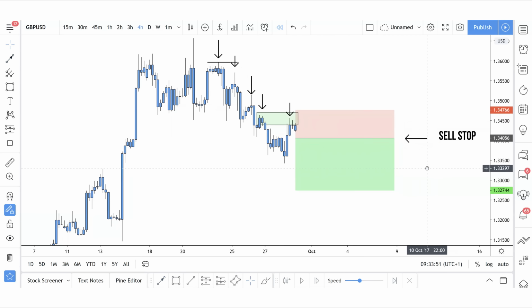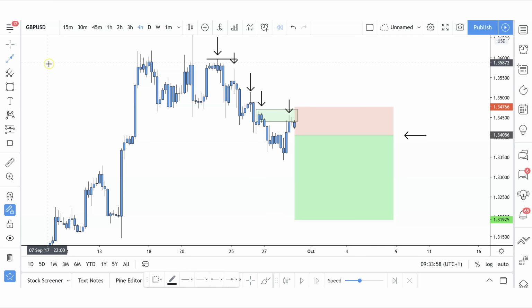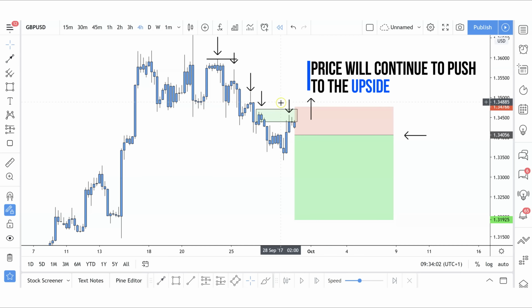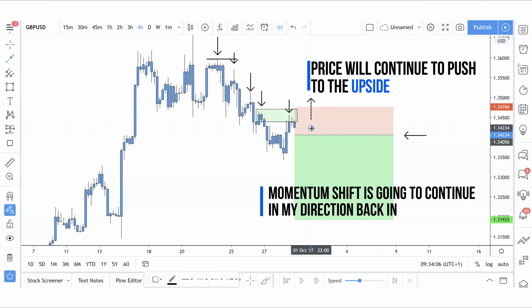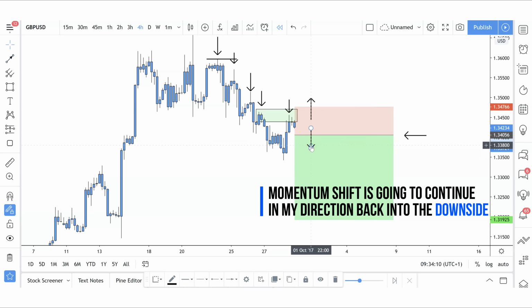As you know, with the strategy that I use, I go for a 1 to 3 risk reward ratio. So it'll look something like this. And now there's two options that are going to happen. Price is either going to continue pushing to the upside and break back into this consolidation and take out its own previous highs, or the momentum shift is going to continue in my direction back to the downside. And if it does, then that's when I'm going to be triggered into this trade.